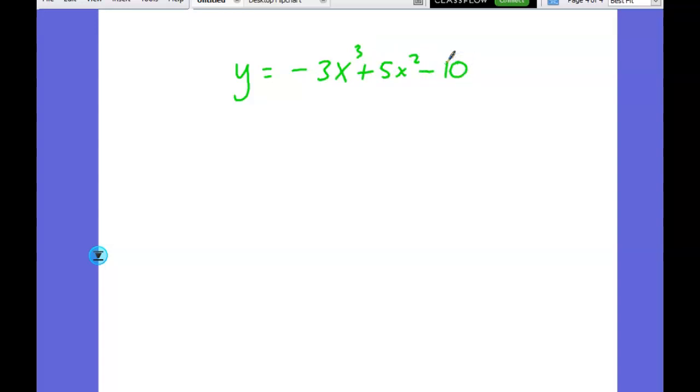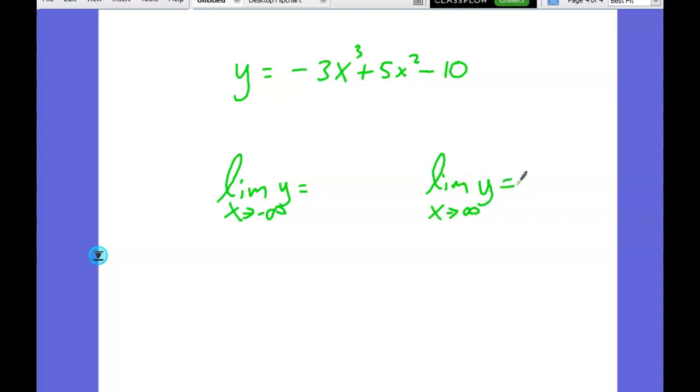See if you guys can determine the end behavior. I would like you guys to draw the arrows, and then I would also like you guys to be able to fill in these blanks. Now this is just review. We've done this already this year. Just giving you guys a chance to get your bearings.